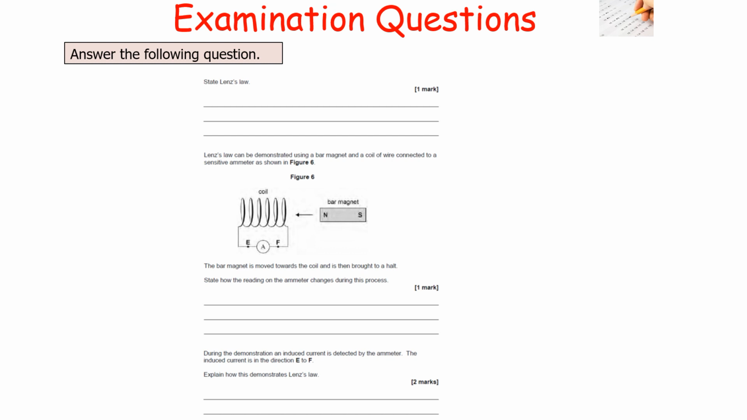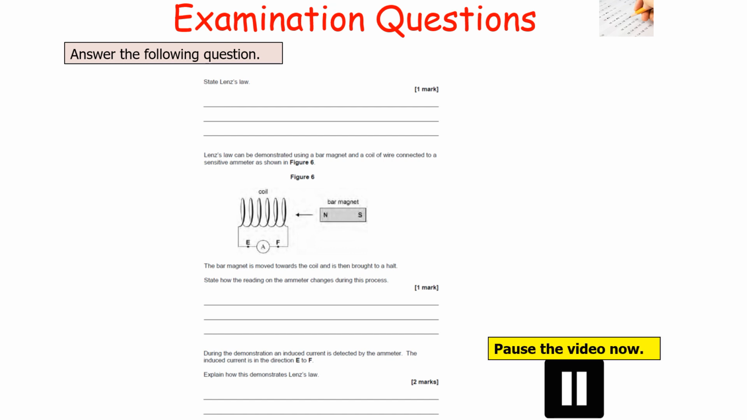State how the reading on the ammeter changes during this process. Then during the demonstration, an induced current is detected by the ammeter. The induced current is in the direction E to F. Explain how this demonstrates Lenz's law. So pause the video now, then unpause the video when you want to go through your answer.